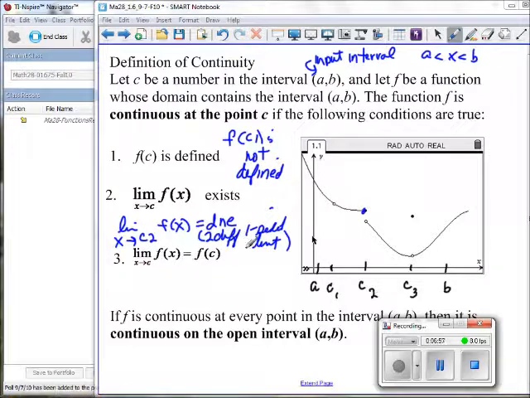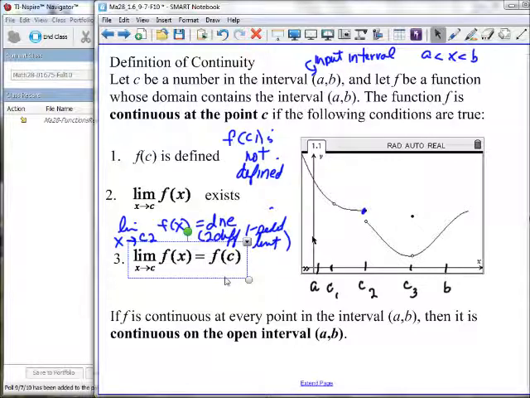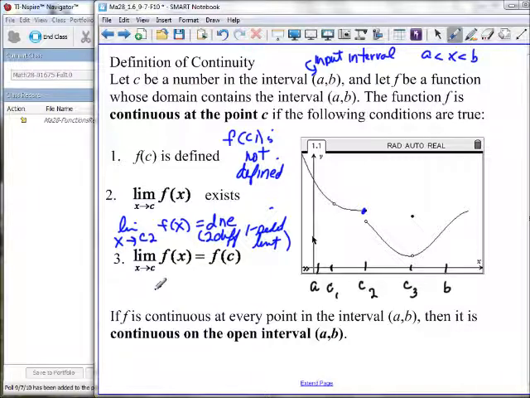Okay, well, let's look at the third case. The limit of the function as x approaches c is not the same as the function's value. Now, we only have one other choice, don't we? We've used C1 and C2, so let's think about what happens here at C3. What is the limit as x approaches C3?